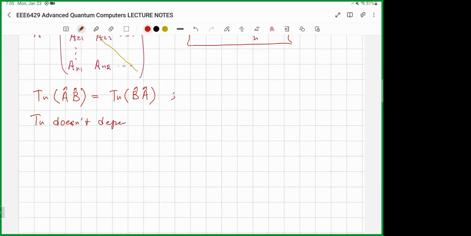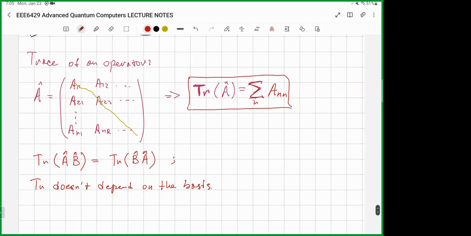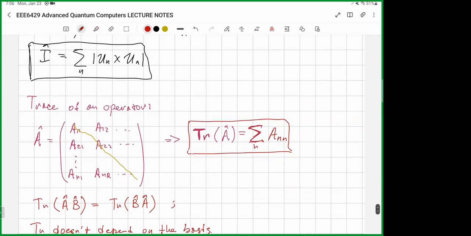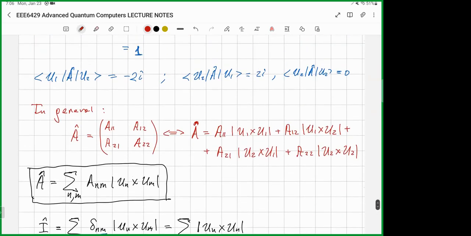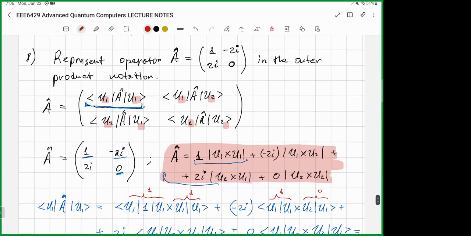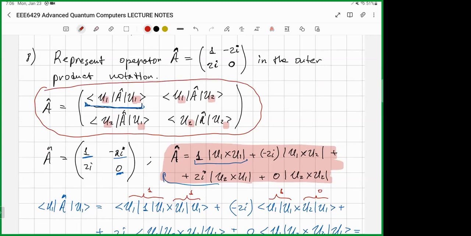And maybe a more important property is that the trace doesn't depend on the basis. So what does it mean? It means that this operator gets these elements, right? Let's look at this formula here. We can represent our operator in the matrix form, and when we do so, we take this product of these basis vectors with the operator.